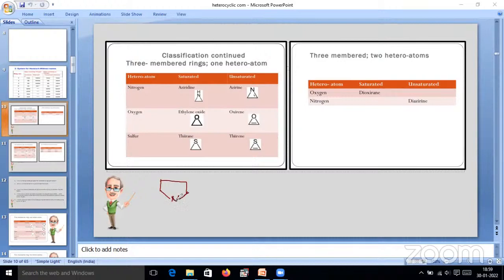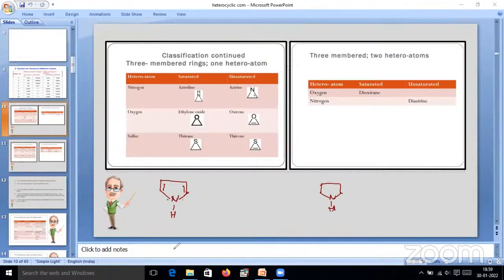It means 5 atoms including nitrogen atoms in a cyclic system with unsaturation. Nitrogen valency is 3, 1, 2, 3. This is a 5-membered nitrogen containing unsaturated heterocyclic system. I'll write the saturated system by removal of the double bond from the compound.